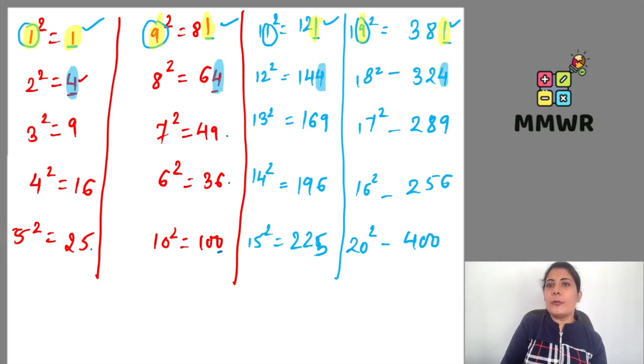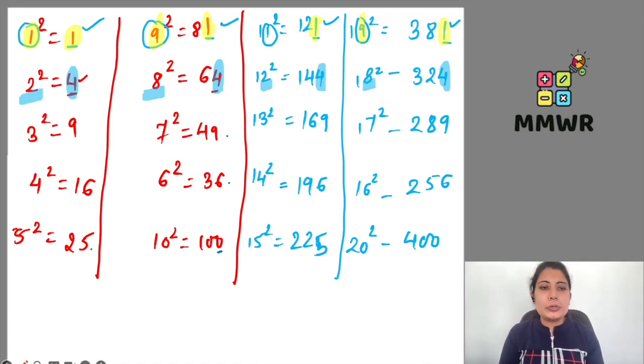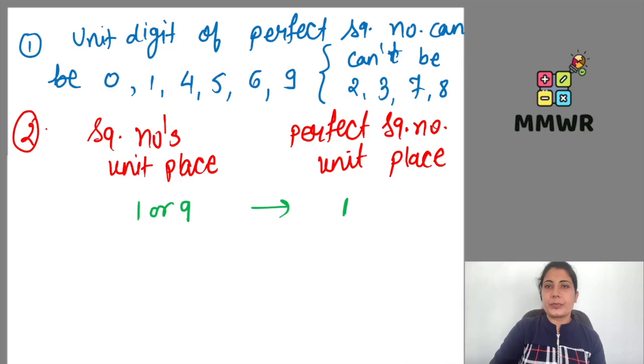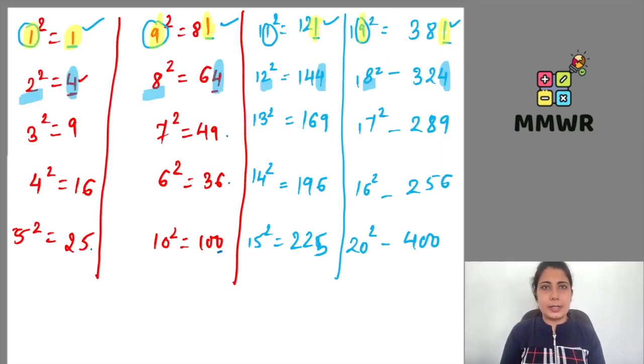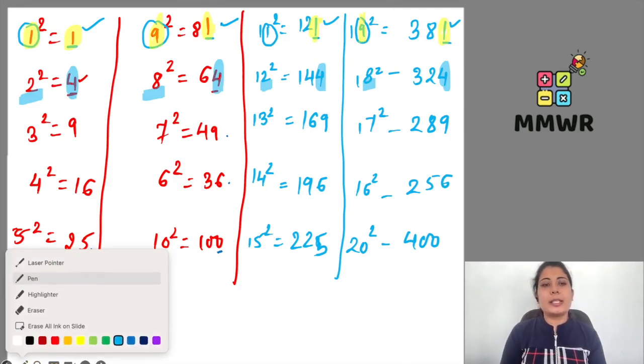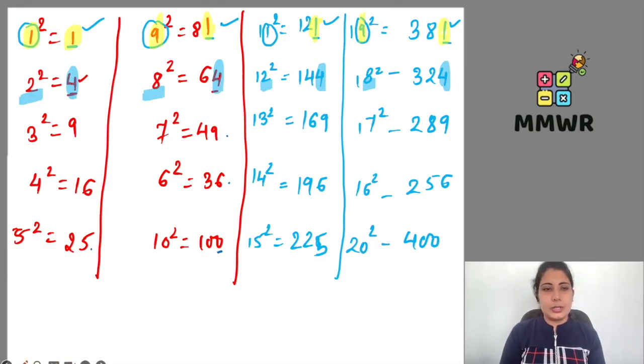Now, about 4. We get 4 at the unit place of a perfect square when we have 2 or 8 at the unit place of a number. So whenever either 2 or 8 is there, we will be having 4 at the unit place of the perfect square number. I hope you are understanding it from the table. We have written the squares till 20. So through this, it is very easy for us to figure it out, right?